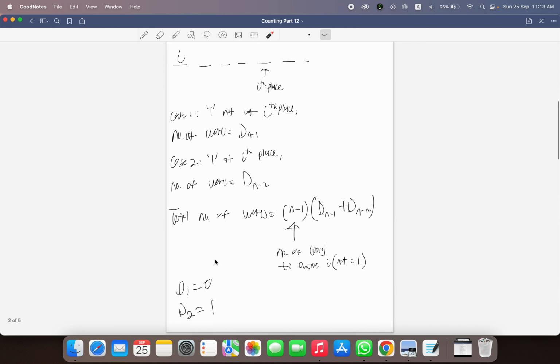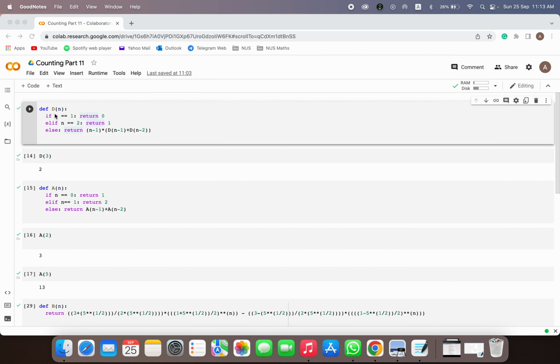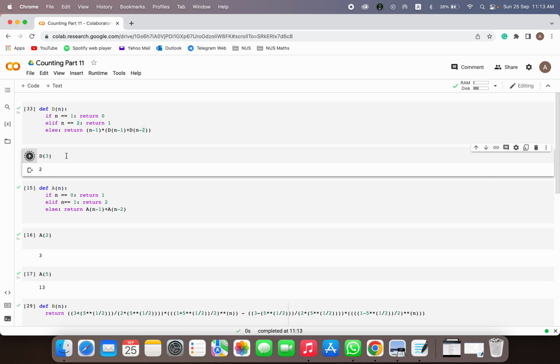While it's hard to find a closed form formula, we can enlist the help of computers, and I've provided code for you to run. With what we have already said, Dn is just: if n is 1, then it's 0; if n is 2, it's 1; so these are the initial conditions. Else it will return n minus 1 times dn minus 1 plus dn minus 2, and you can run it and see that d3 is 2. If you were to list out 3 digits deranged, then it will be 2 ways, because instead of 1 2 3 you must get either 3 1 2 or 2 3 1, and those are the only 2 possible ways.